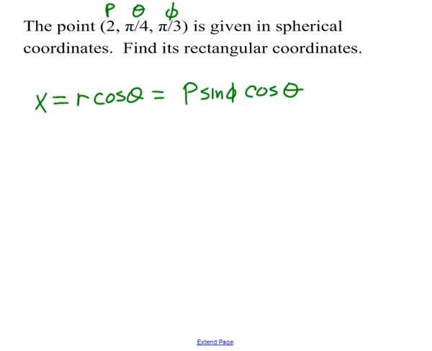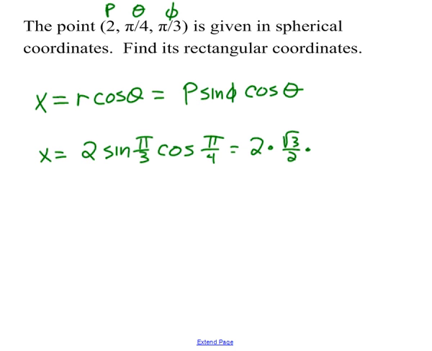Okay. So in this case, I'm going to get x equals rho, which is 2, sine of phi, which is pi over 3, cosine of theta, which is pi over 4. And when I do those out, I get 2, and sine of pi over 3 is root 3 over 2, and cosine of pi over 4 is root 2 over 2, and I end up with root 6 over 2.